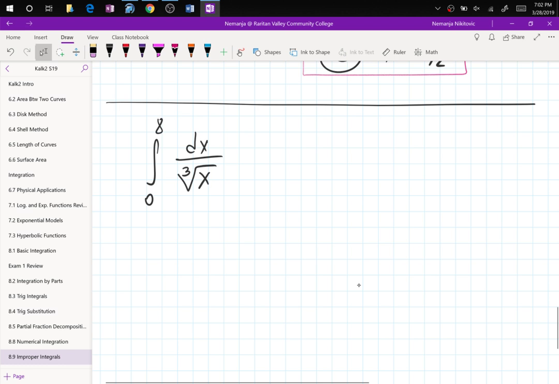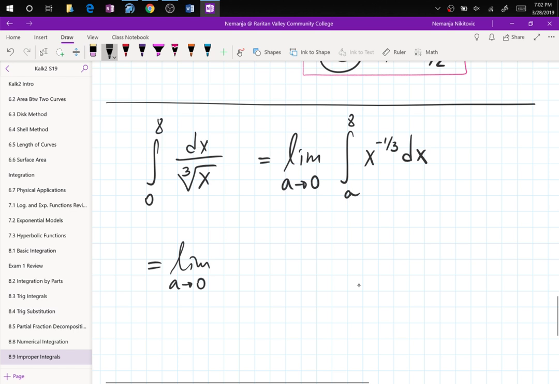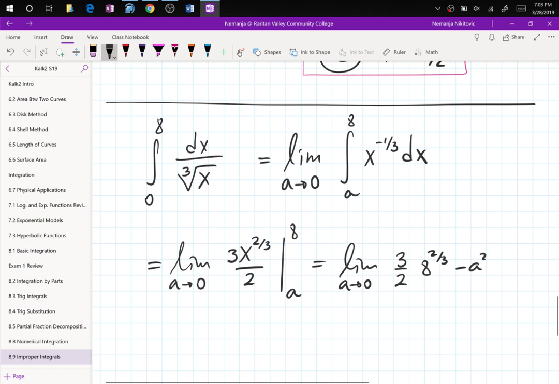You are replacing the bottom. So limit a goes to 0. That's the problem. A to 8. And then this is x to the negative 1/3 dx. So now we have limit a goes to 0. And we have our integration plus 1. So x to the 2/3 divided by 2/3. Computed from a to 8. This is, forgot the limit, minus 1. Limit a goes to 0 of 3/2, 8 to 2/3 minus a to 2/3.